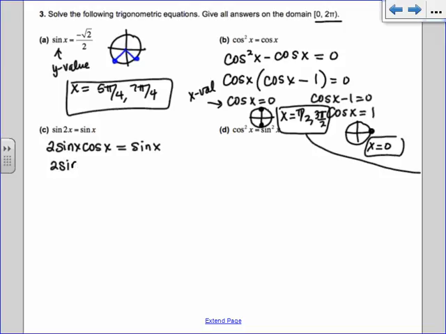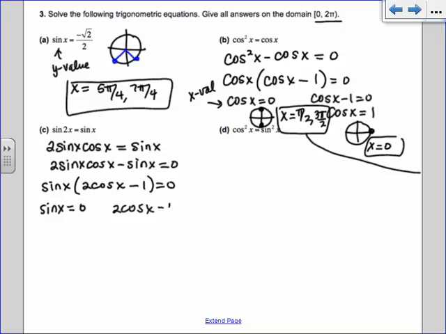All right, so we get everything on one side, and we pull off a GCF of sine of x. And we're left with 2 cosine of x minus 1 equals 0. So we set each piece equal to 0. So we get cosine of x equals 1/2 and sine of x equals 0. So I added the 1 divided by 2.